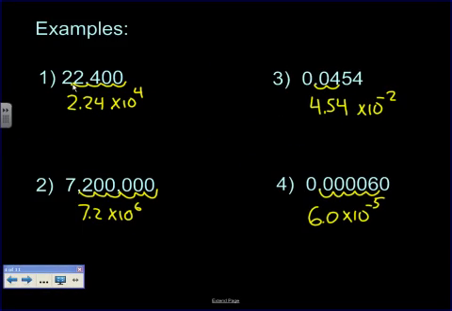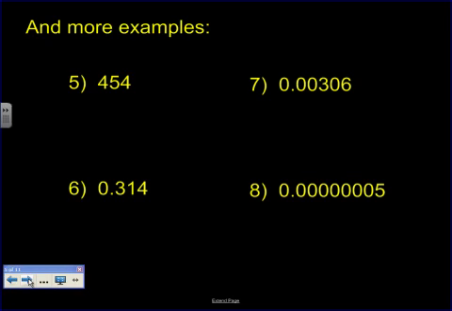Couple other quick examples here. This one looks much like the initial one that we had. I don't know why all my numbers started with 4. But 454, move it 2 spaces. 4.54 times 10, we moved it 2 spaces, so 10 to the 2nd. And in the next one, we move it 1 space, so it becomes 3.14 times 10 to the negative 1.